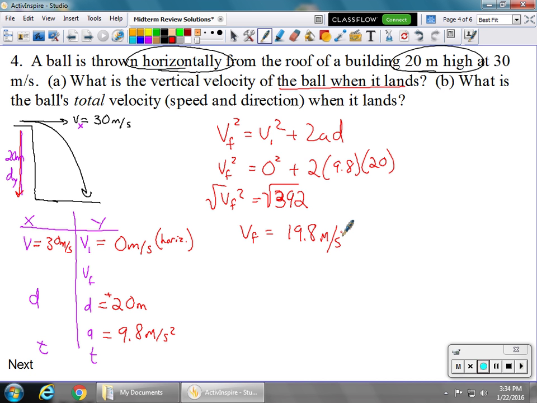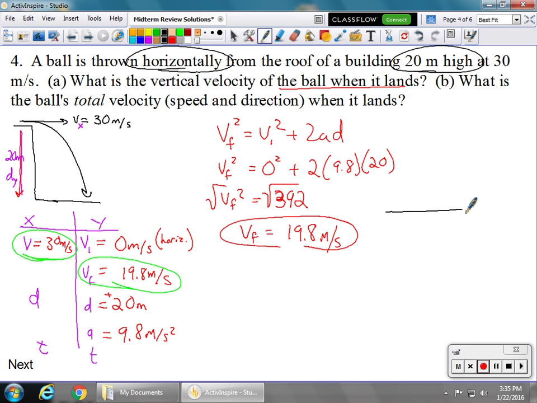Now, obviously that's down. We call down the positive direction. We can write it over here as 19.8 meters per second. That's the answer to part A. That's the vertical velocity when it lands, but it says what is the ball's total speed and velocity, or speed and direction when it hits the ground. And if we look in our table, when it hits the ground, it has 2 velocities. Not only is it going downward at 19.8 meters per second, but it's also going horizontally at 30 meters per second. So we have to put those two together using trigonometry.